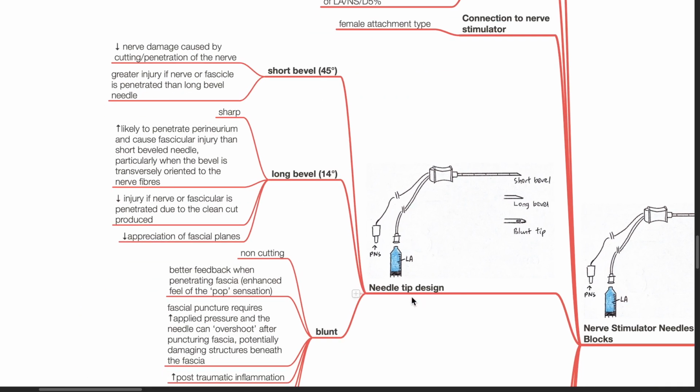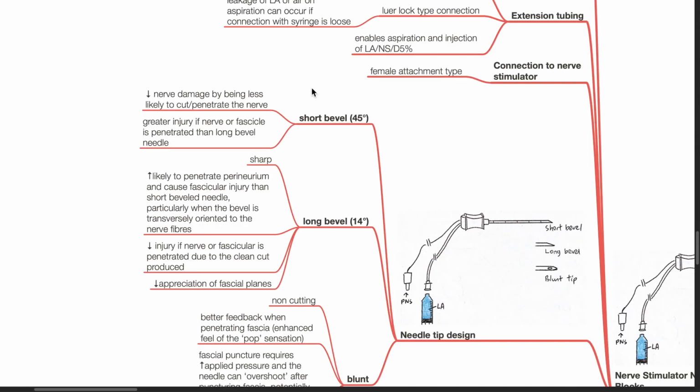Needle tip design can be short beveled, long beveled, or blunt. Short beveled needle causes less nerve damage by being less likely to cut or penetrate the nerve. Greater injury can occur if the nerve or fascicle is penetrated compared to a long beveled needle.